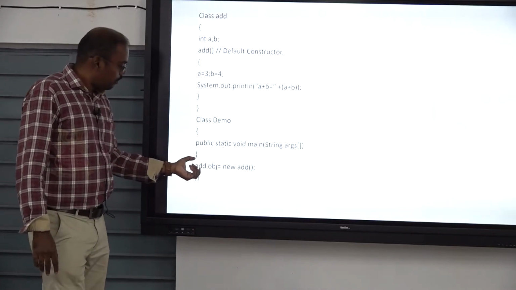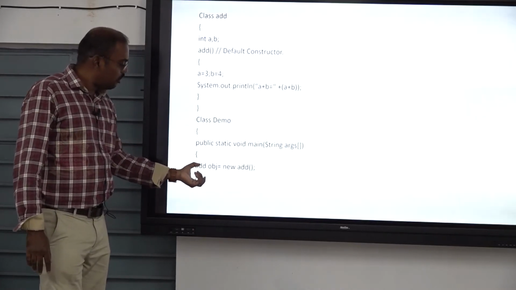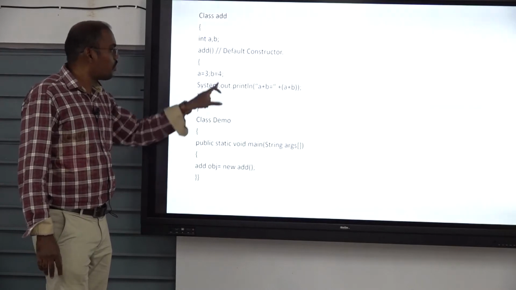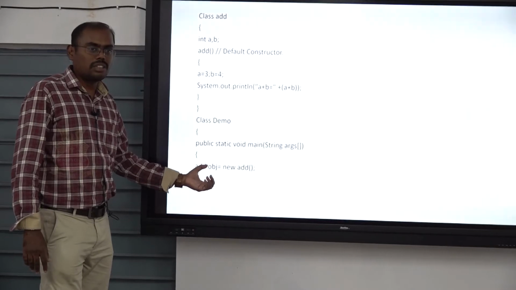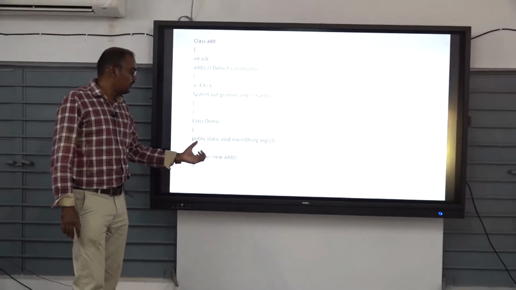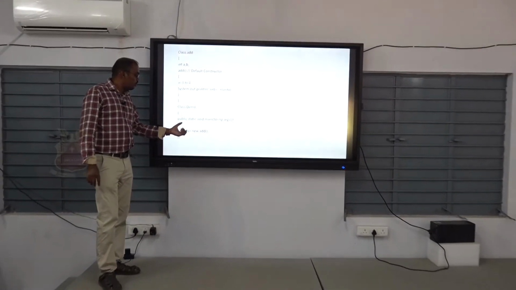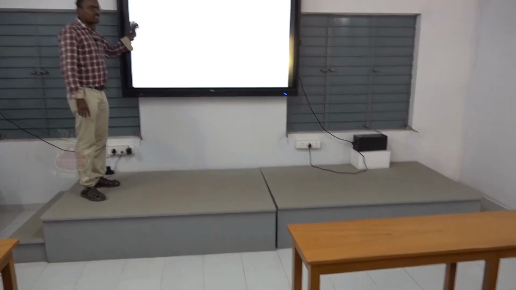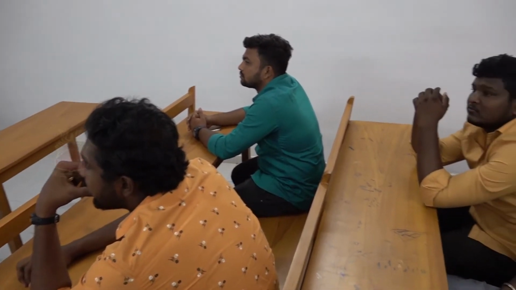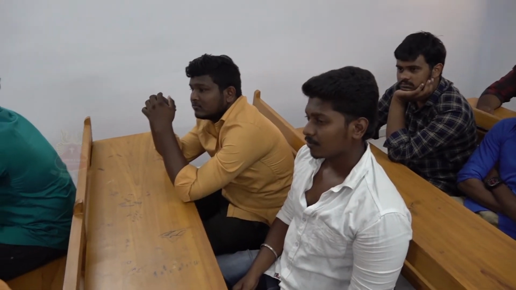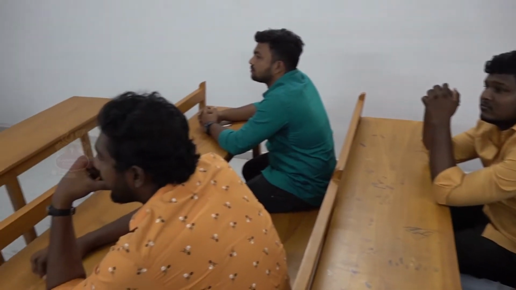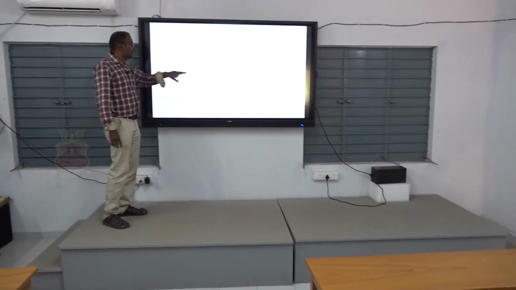Whenever we create an object for this class, the constructor is called implicitly. We don't need to call it explicitly like a method. There are two class variables int a and b. Using the constructor, we initialize the class variables a equal to 3, b equal to 4. Then we print the statement a plus b equal to 7. This one is default constructor.